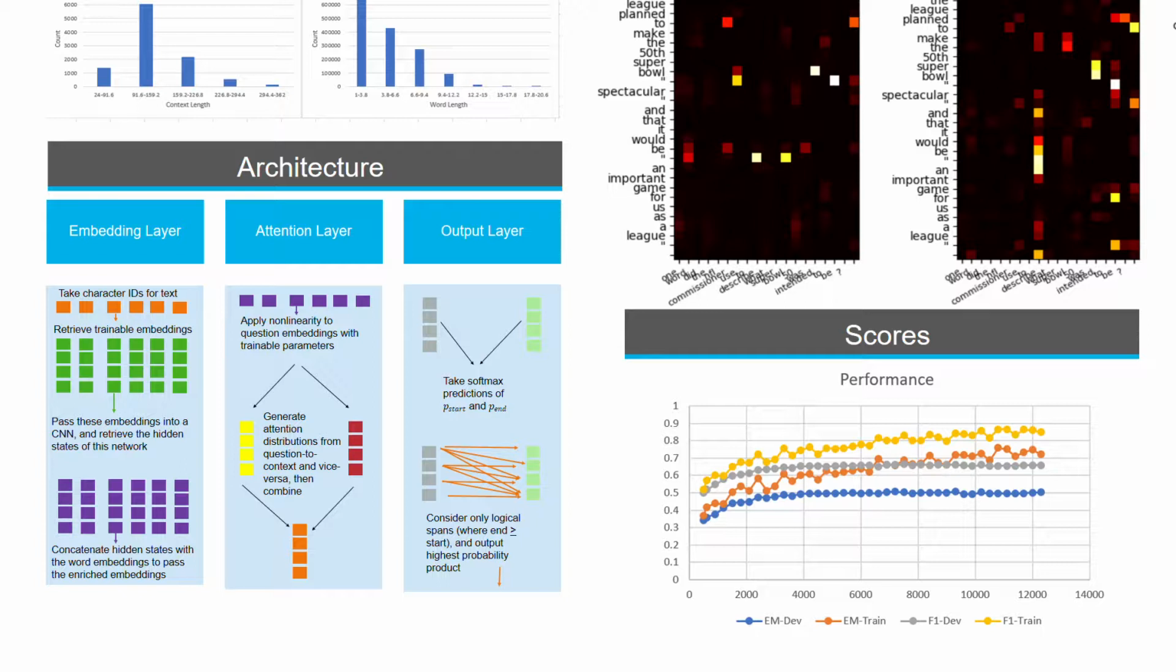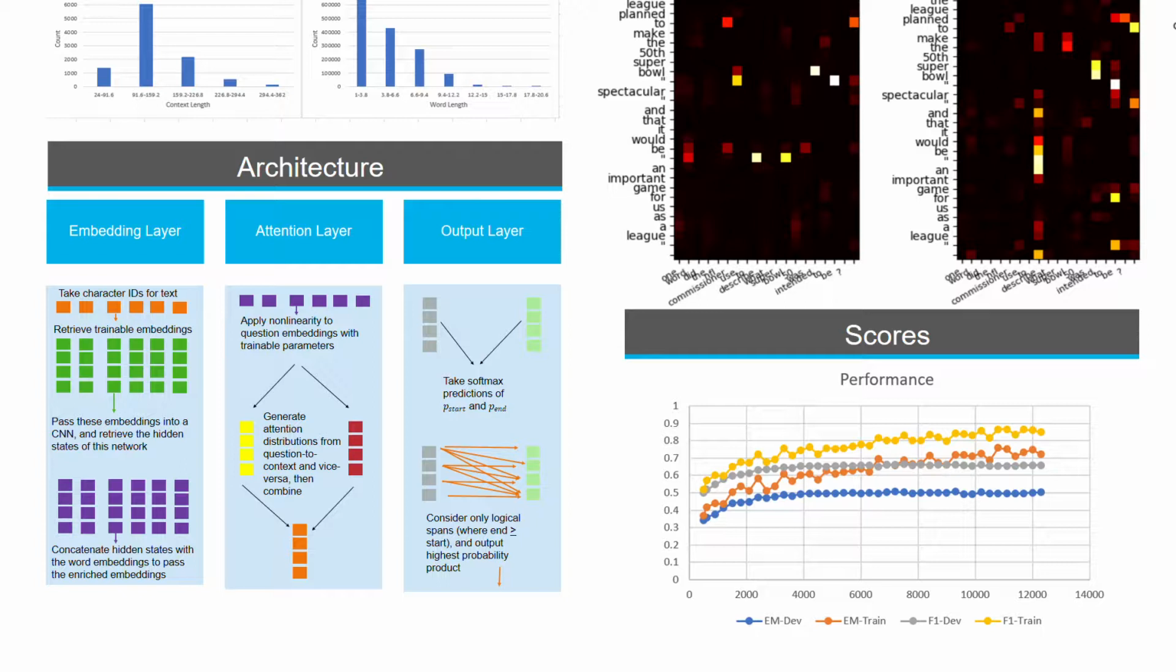And so this meant that it took the embeddings from before for the question and for the context. It first applies a nonlinearity with trainable parameters to those question hidden states, question embeddings, and then uses an affinity matrix to generate attention distributions from question to context and as well from context to question, right? And I'll show you an example of that in just a sec. And then combining those, we get our final attention output, which feeds into the way that the model at the output layer makes its final decision about where it believes the correct answer span is.